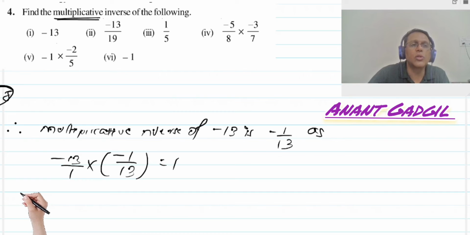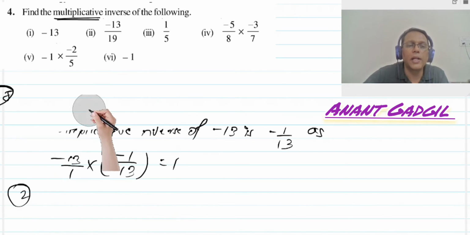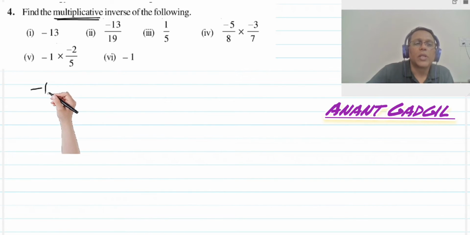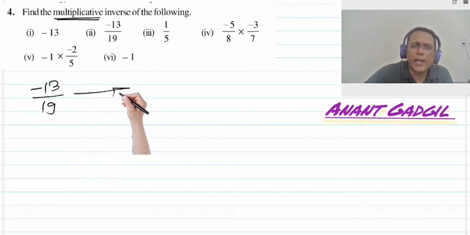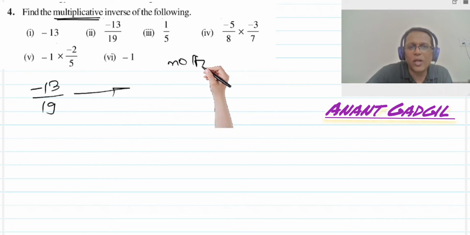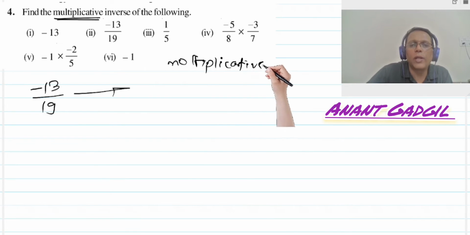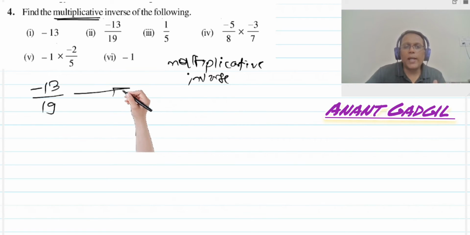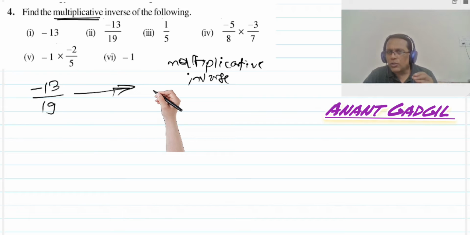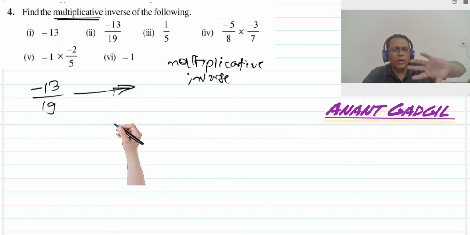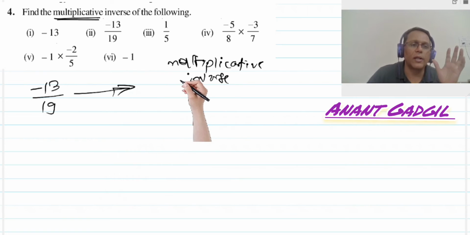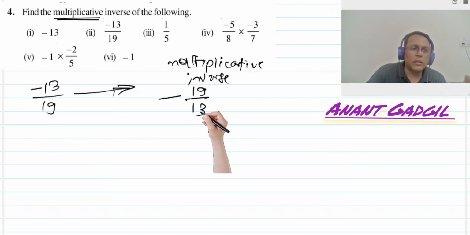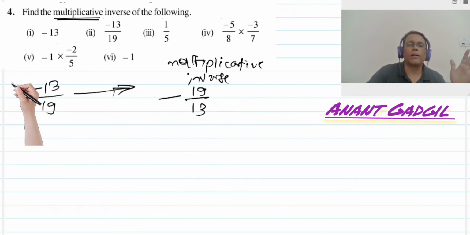So next question was minus 13 by 19. I am going to do that question now. You can directly write the answer now. Multiplicative inverse of minus 13 by 19, what do we do to find it? Remember, just interchange the numerator and denominator. Don't change the sign. So minus remains as it is. 19 goes in the numerator, 13 comes down in the denominator. That's it. Fine. Fantastic. So this is the final answer.